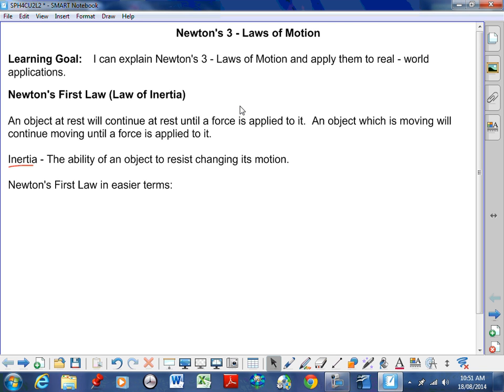So what's Newton's law in easier terms? Because I hate textbook definitions for the most part because they seem complicated. So an object will remain as is until a force acts on it.